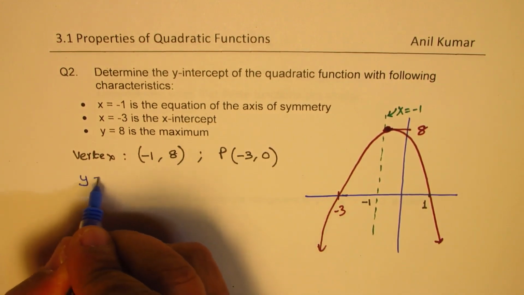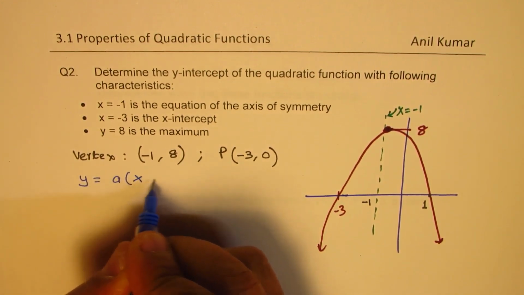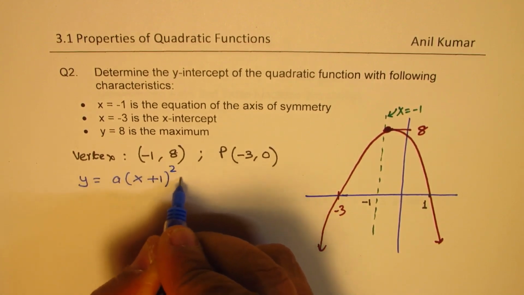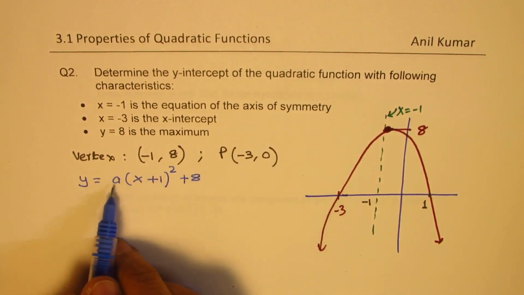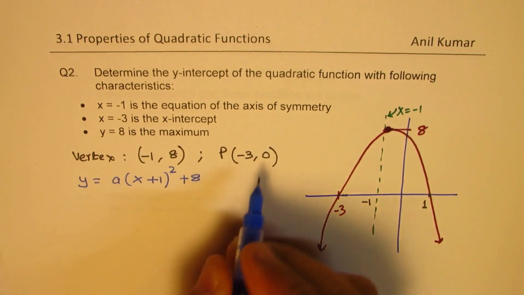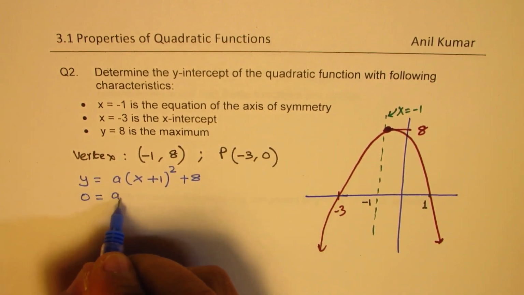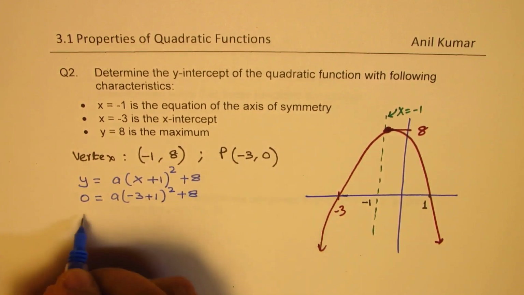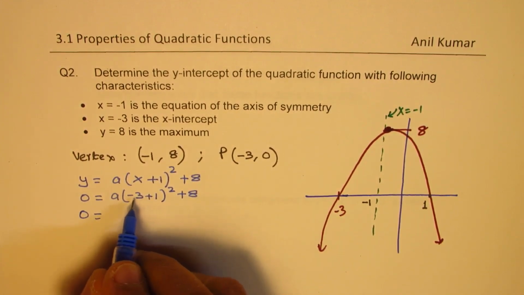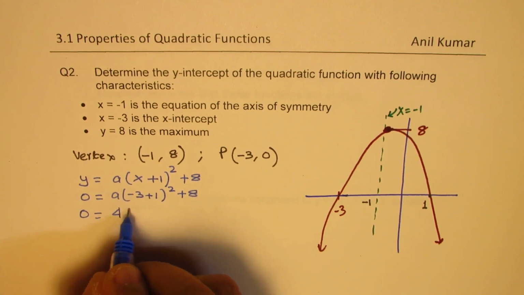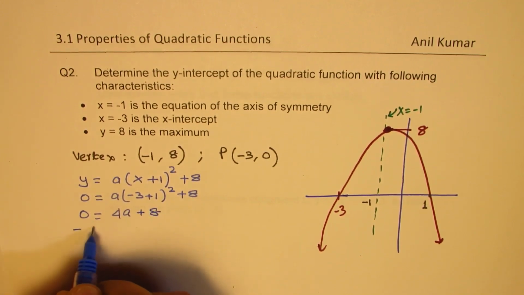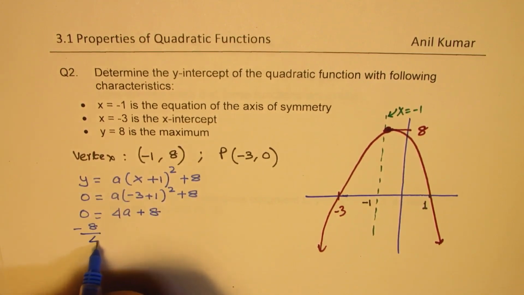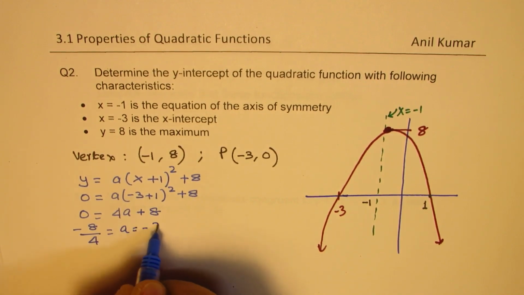So we can write that y equals a times (x plus 1) whole squared plus 8. To find the value of a, we can use this point. So it is 0 equals a times (-3 plus 1) whole squared plus 8, which is 0 equals a times 2 squared, which is 4. So 4a plus 8, or -8 over 4 is the value of a, which is -2.